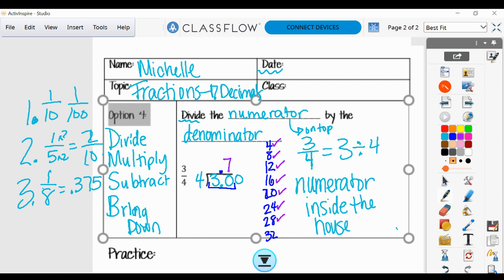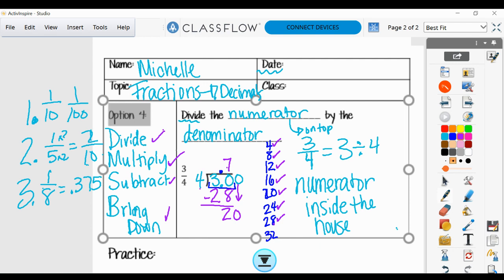All right, so I did my divide. Now I need to multiply. 4 times 7 is 28. Put your 28 here. And it says to subtract. Okay, so 30 minus 28 would be 2. Now I bring down. I'm going to bring down my 0. All right, or back up to the top.